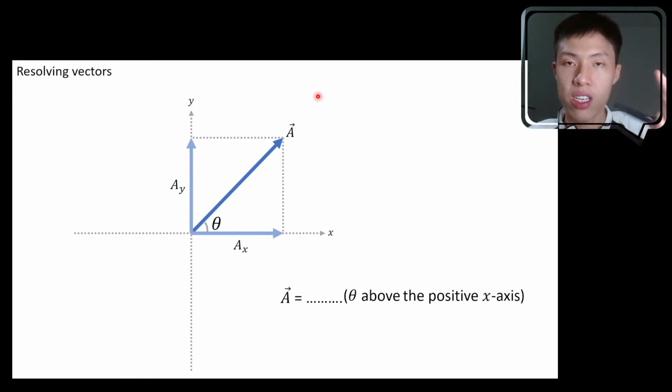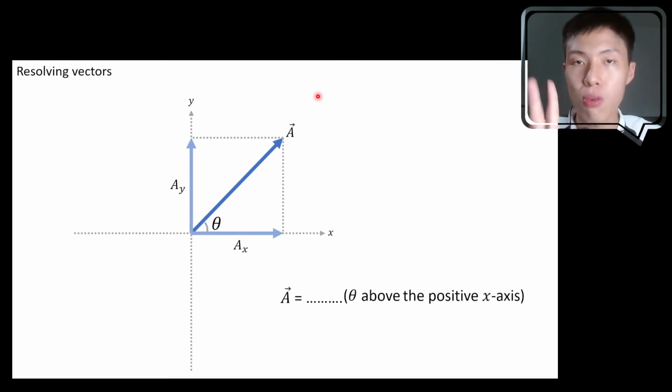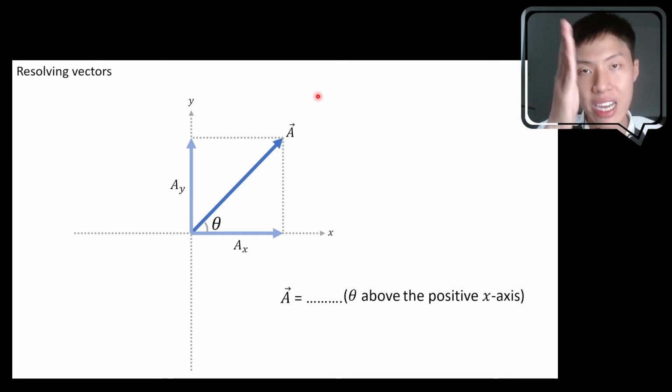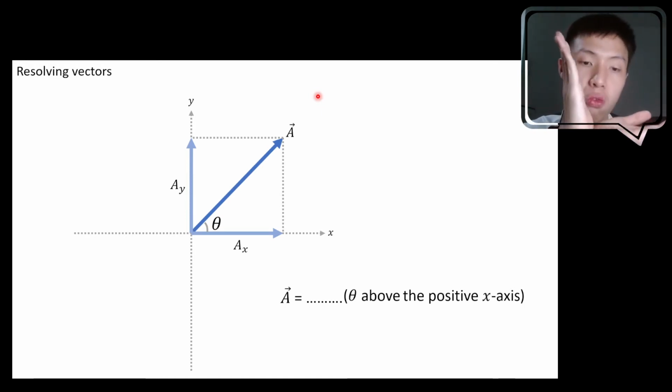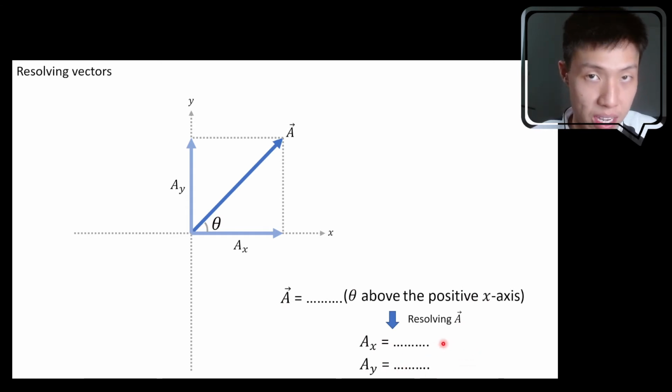We split the vector into the first component lying on the x-axis, the second component lying on the y-axis. So we find how much of this vector A is lying on the x-axis, how much of this vector A is lying on the y-axis. We're finding the two components. So if we resolve A, then we won't be writing our vector this way anymore. We will be writing it as AX will have something, AY will have something.